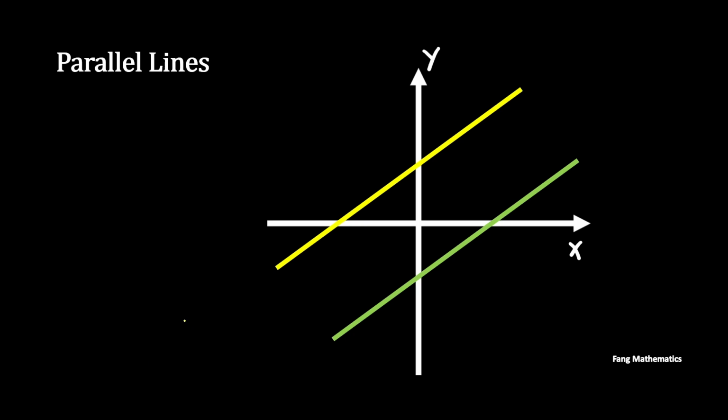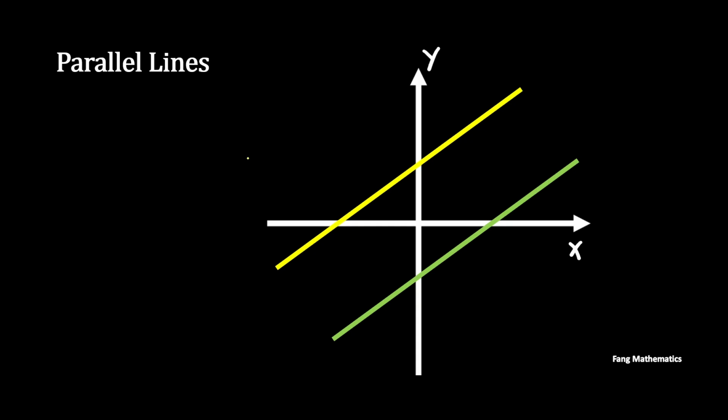In this lesson, we are going to learn about parallel lines. In Euclidean geometry, parallel lines are lines in the same plane that never intersect, no matter how far they are extended in either direction. And in this lesson, we are going to learn the relationship in terms of the linear equation.